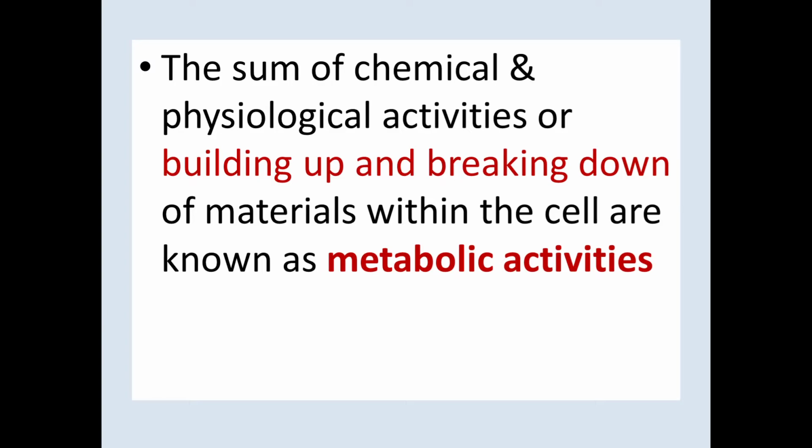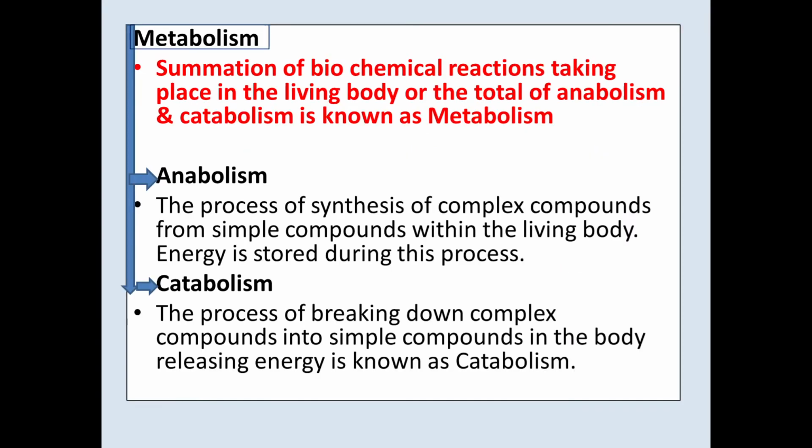Metabolism is of two types, anabolism and catabolism. Both are known as metabolism. Anabolism means building up, catabolism means breaking down, happening in the cells. Metabolism means the summation of biochemical reactions taking place in the living body, or the total of anabolism and catabolism. By these metabolic activities, various kinds of waste matter or unwanted things are produced in the cells. I told you these things should be eliminated or removed from your body.